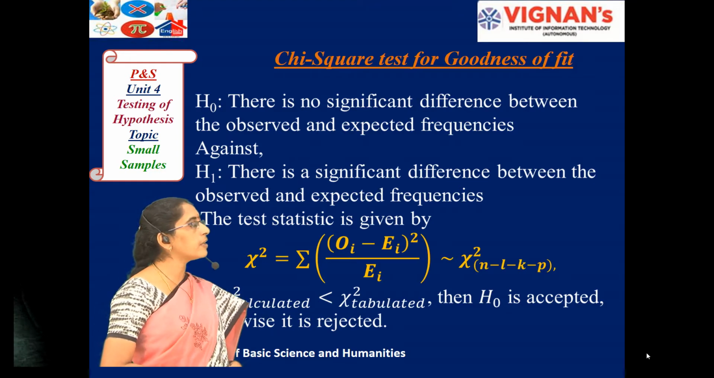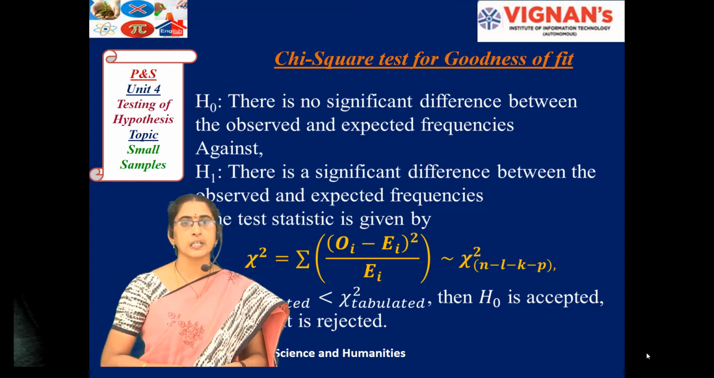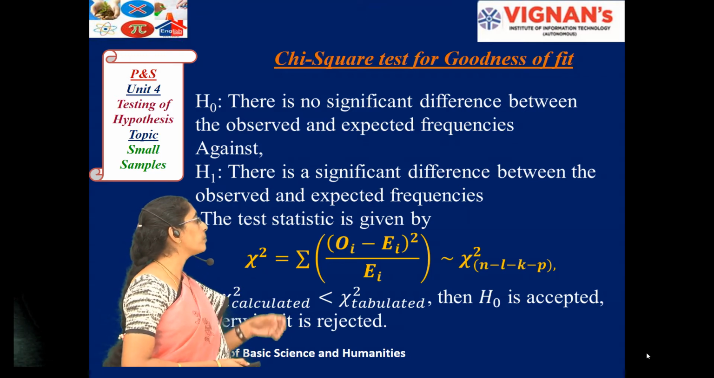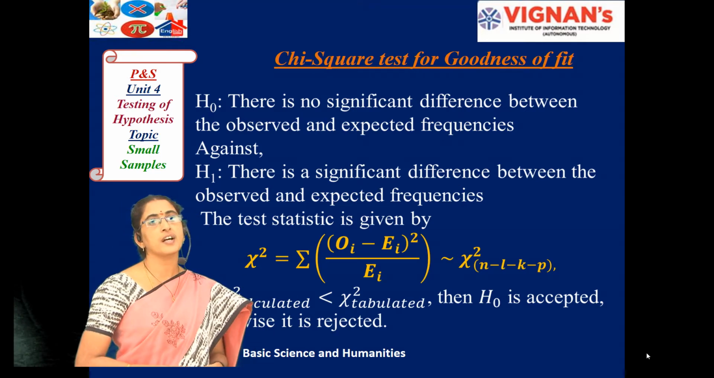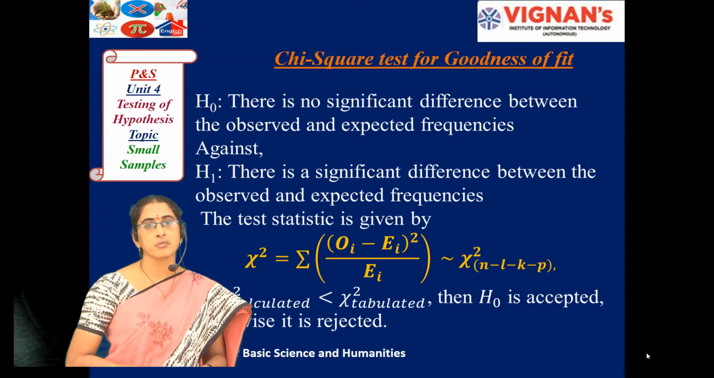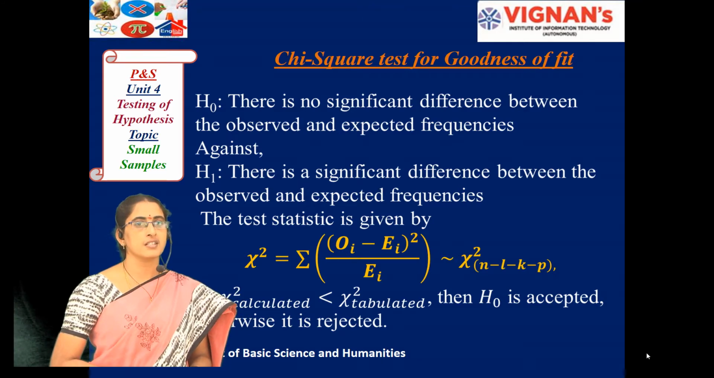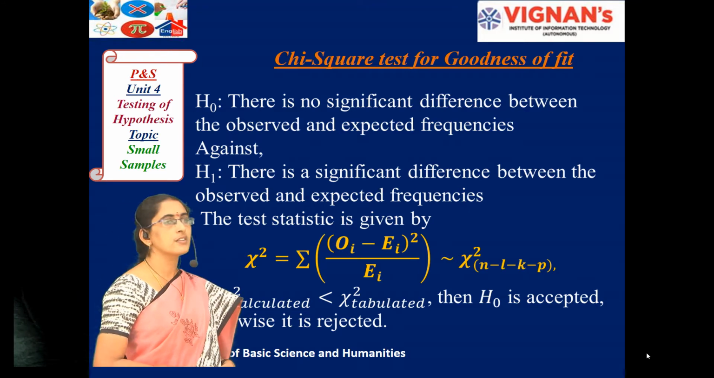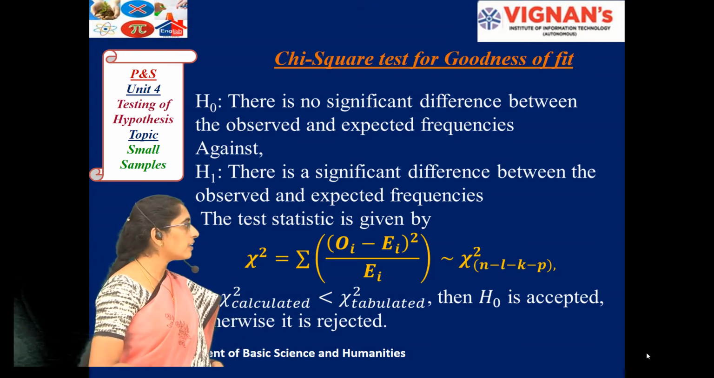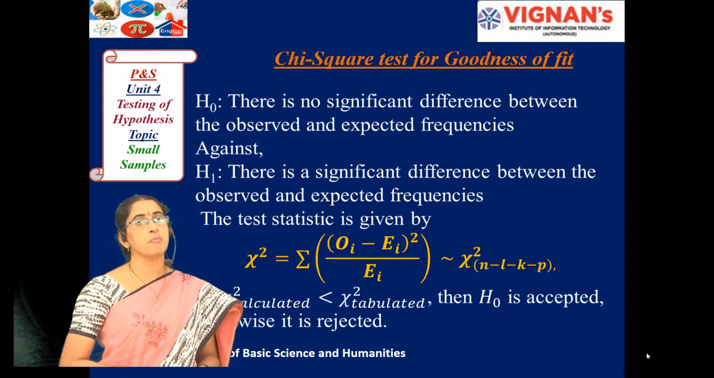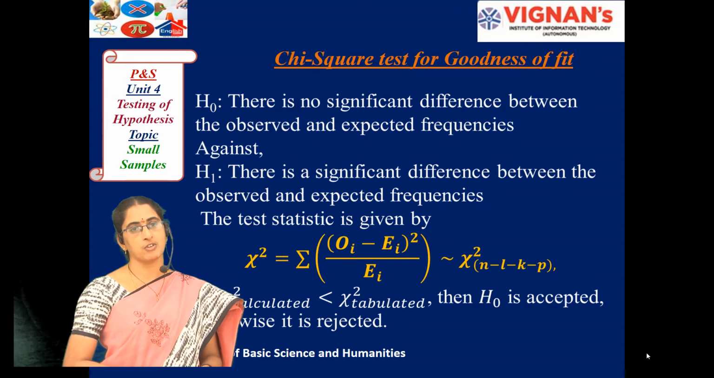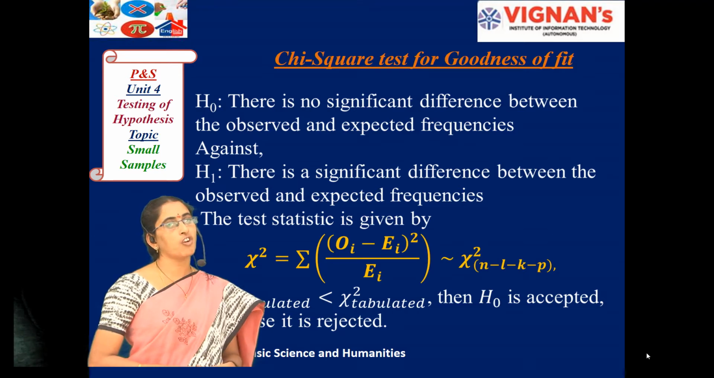We have to remember one point: in the chi-square test for qualitative data, the alternative hypothesis is always two-tailed only. Under the null hypothesis, the test statistic is the summation of (observed minus expected frequencies) whole square by expected, which follows a chi-square distribution with n minus L minus k minus p degrees of freedom, where n represents the number of observations, and L represents the linear restriction. We have only one linear restriction, that the sum of the observed frequencies must be approximately equal to the sum of the expected frequencies. So L is always equal to 1, and k represents the number of parameters estimated.